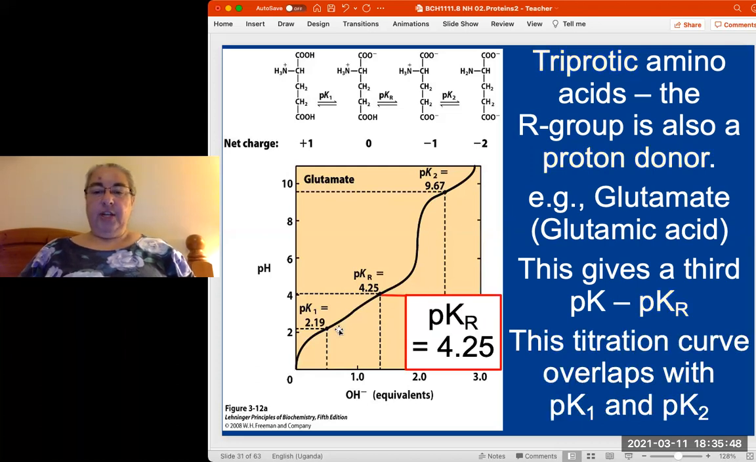The titration curve of the carboxyl group that's part of the R group overlaps with pK1 and pK2 and changes its shape. So here at 4.25.